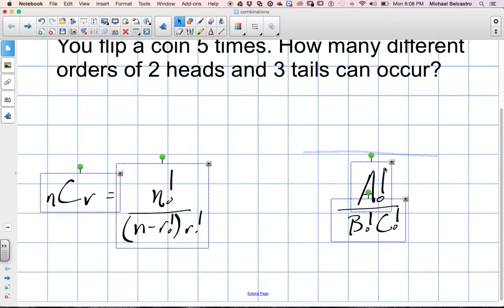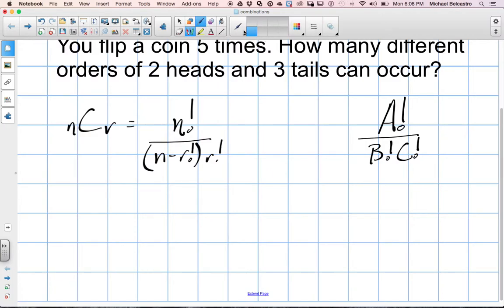There's 2 formulas here. The one on the left, this is the formula for a combination. Let's label it number 1. Okay, this is our combinations formula. The other is kind of like a type of fundamental counting principle formula. But this is a combination question.